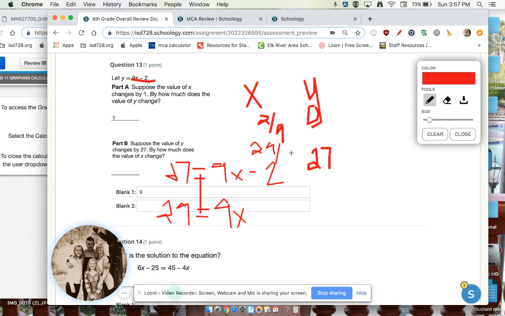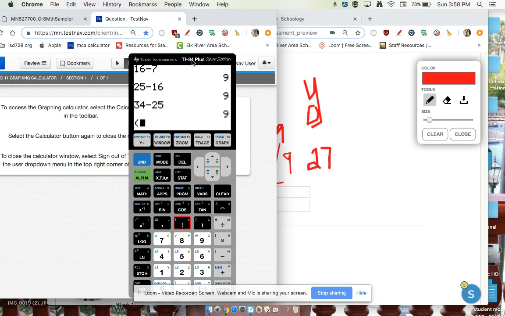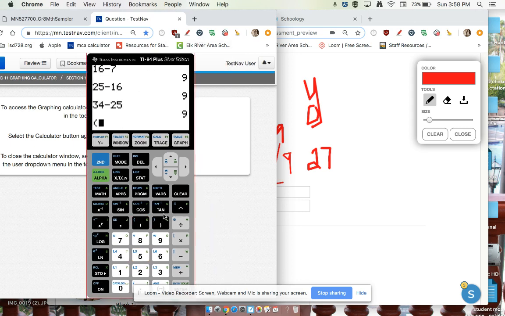So if you recall what we did with our y's on the last one, we just found how they changed, and how they changed was the difference. So what I'm going to do here is, I already know that my y changed by 27. Now I'm going to see how my x changed if I went from 2 ninths to 29 ninths. You go big minus small. So you can do that in your calculator by doing parentheses.